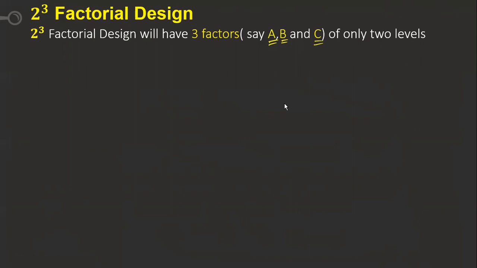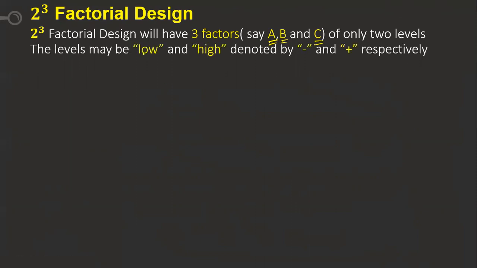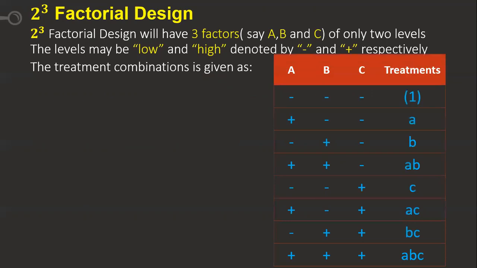Now, each is having 2 levels here. The levels may be low or high. The low level is given as minus, the high level is given as plus. Sometimes they'll write it as -1 and +1 also. So both will be given here. So now the treatment combinations are given like this. Now for A, this is the low level, this is the high level. This is the high level, this is the low level, this is low, high, like this.